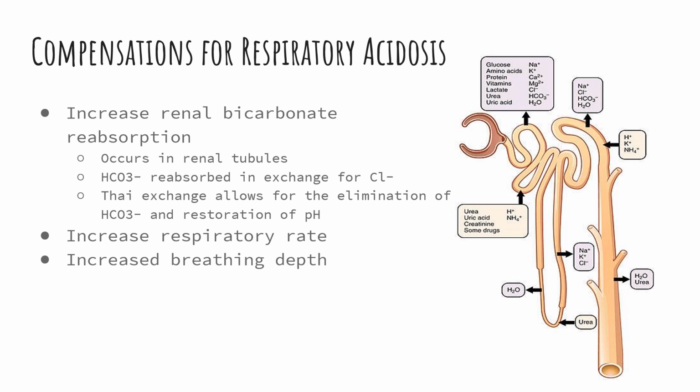The respiratory system can also make adjustments to compensate for respiratory acidosis. Over time, the body may increase respiratory rate and depth of breathing, or hyperventilation, to release excess carbon dioxide from the body. This helps decrease the carbon dioxide levels in the blood and restore the acid-base balance.